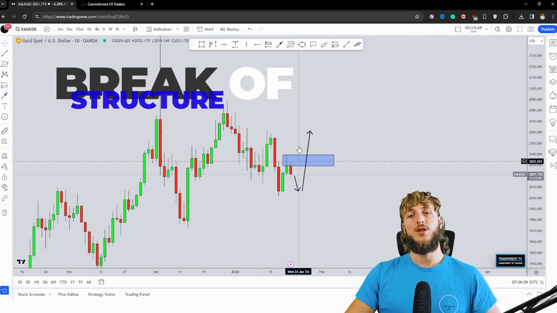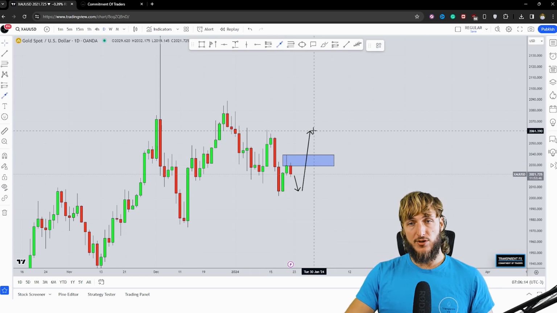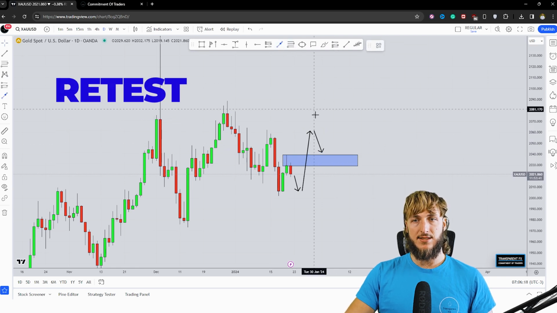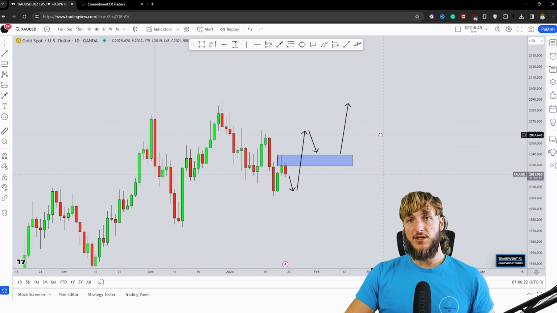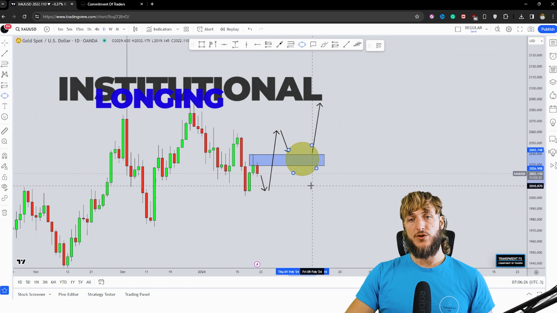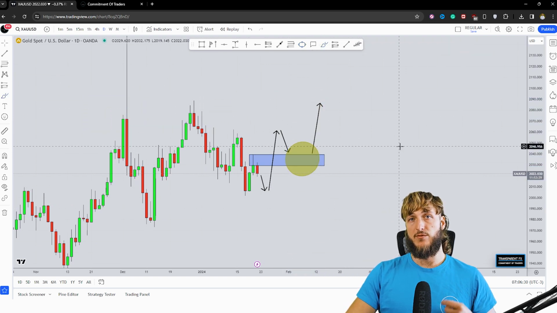So in my opinion, only if the market breaks above this high, things would get interesting, because after a break back above the resistance, on the retest of the previous resistance turn support, that is where we would have good probabilities of seeing more institutional longing, which at that point would further increase the probabilities of a potential rejection to the upside away from this level.